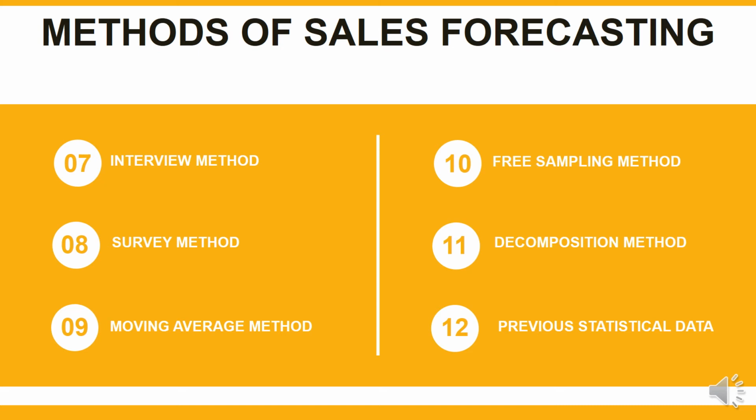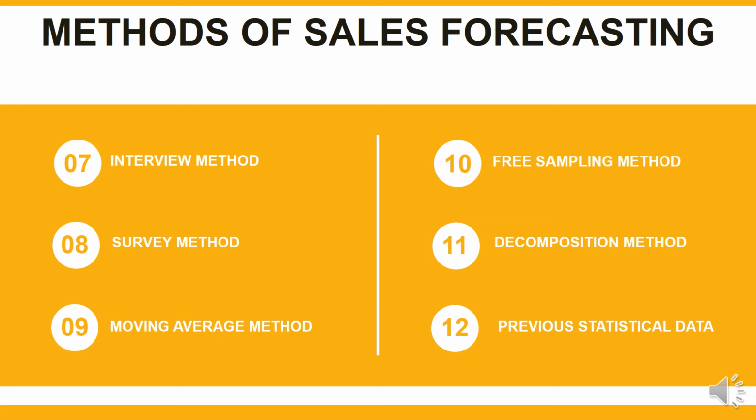Number 4 is free sampling method. Under this method, the producer of the company or the manager of a company distributes free samples among the retailers, wholesalers, distributors and customers and estimates the future sales in respect of their product.